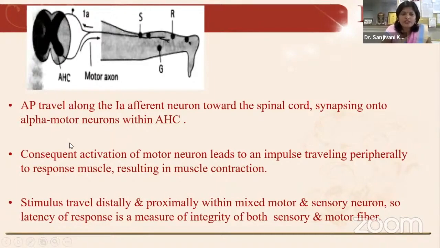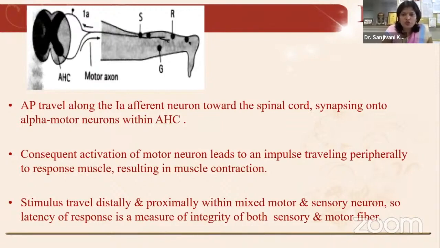The action potential travels along the first A fiber neuron toward the spinal cord and synapses onto the alpha motor neuron within the anterior horn cell. Consequently, activation of the motor neuron leads to an impulse traveling peripherally to the responding muscle, resulting in muscle contraction. It stimulates distally and proximally within a mixed motor and sensory nerve. So the latency of the response is a measure of the integrity of both sensory and motor fibers.